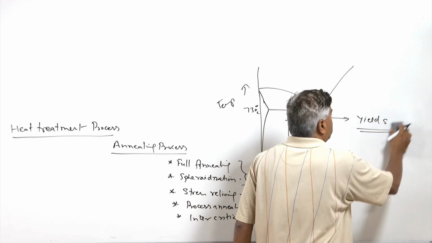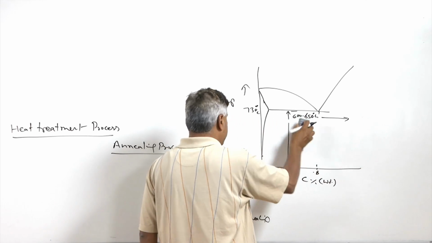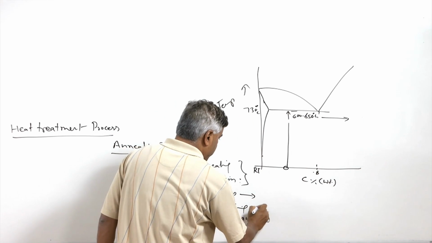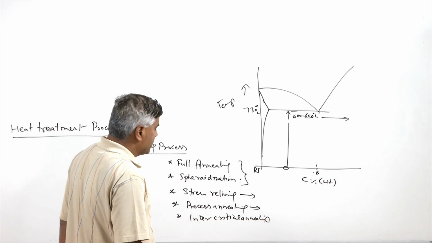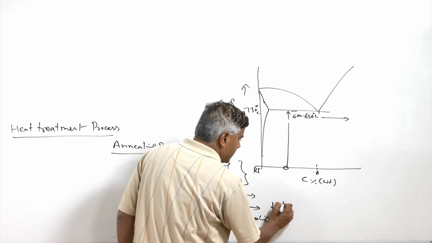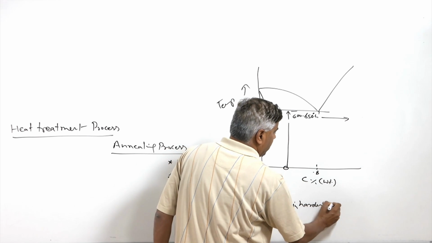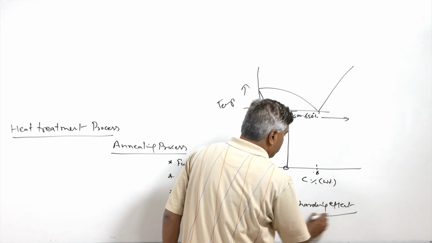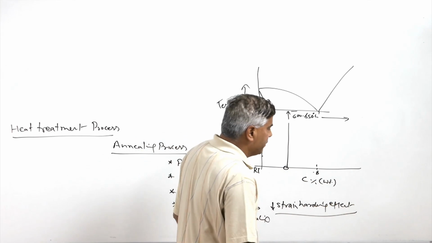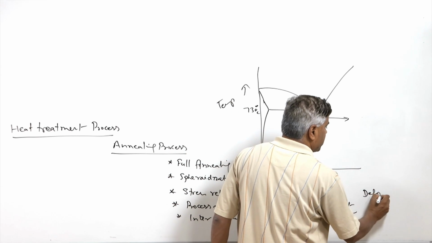This also causes the recrystallization of the steels. Then coming to process annealing. The purpose of process annealing is to reduce the strain hardening effect, which is normally induced in the course of manufacturing of metals by deformation based processes.